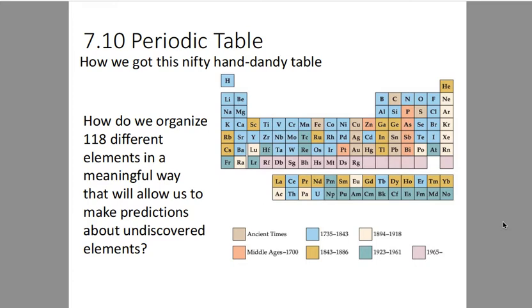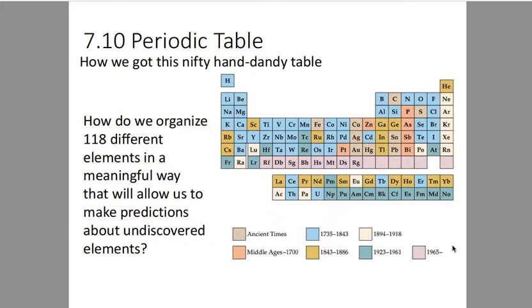For Chapter 7, Part 4, we're going to start talking a little bit about periodic trends and how we ended up with the periodic table the way we have it today, as well as some general trends and hints and tricks that we can use when we look at the periodic table to get a lot more information out of it.